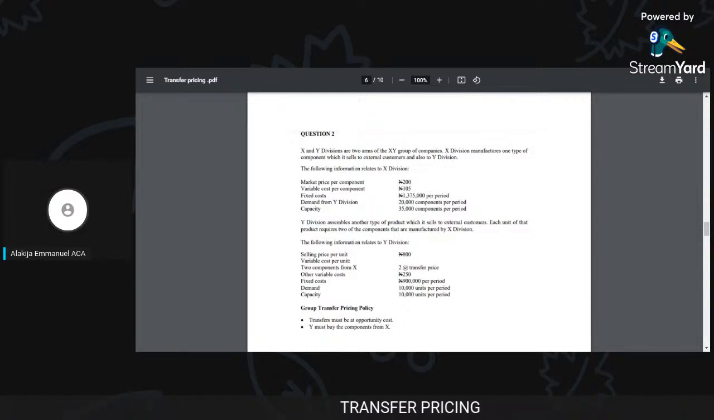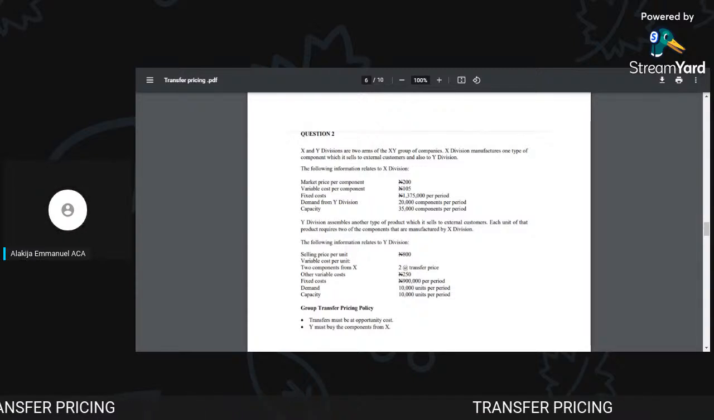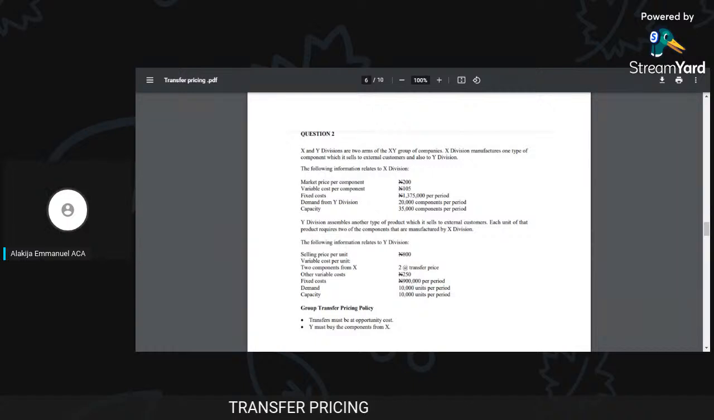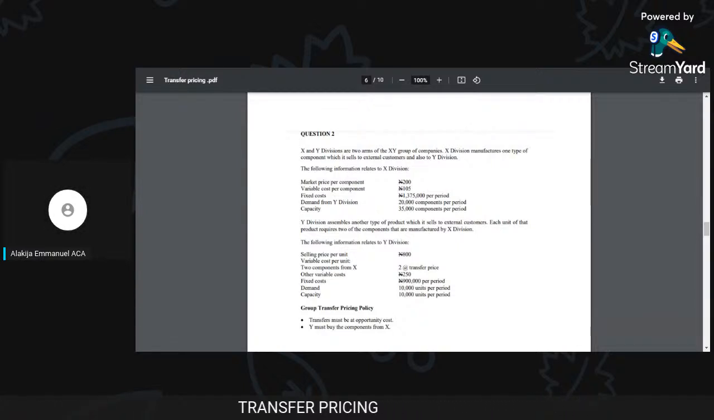The market price per component is 200 naira. The variable cost per component is 105. We have the fixed cost. The demand from Y is 20,000 per period. Please note this. The demand from Y is 20,000 per period.